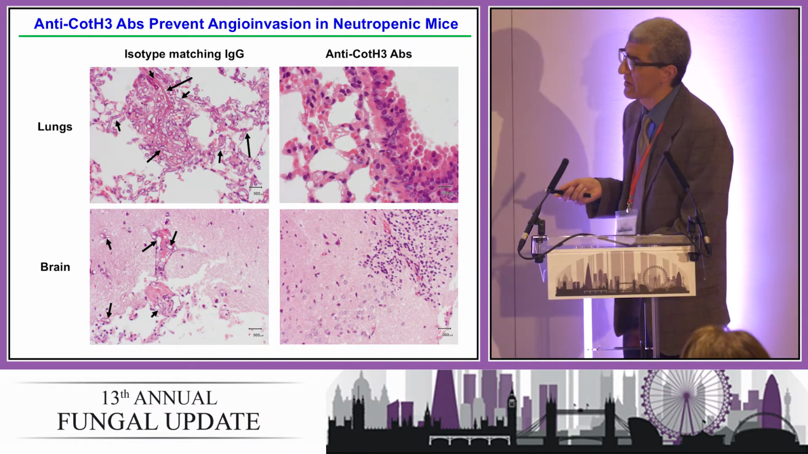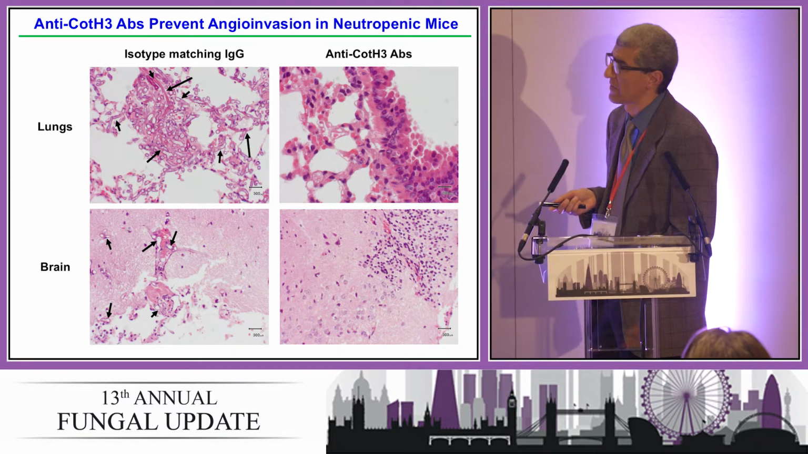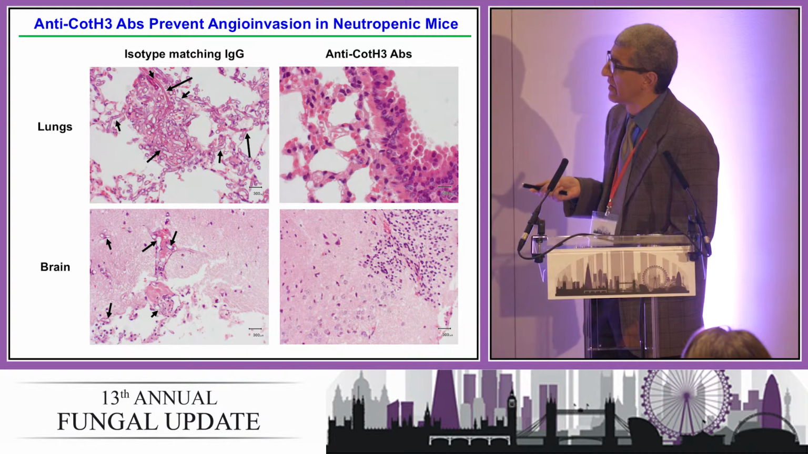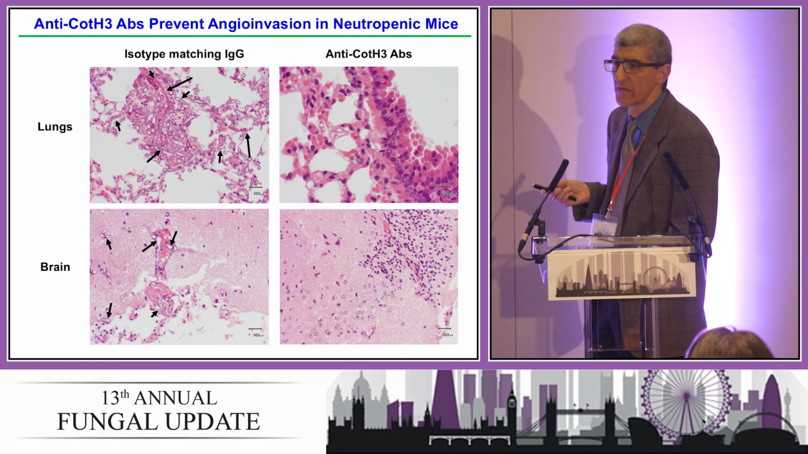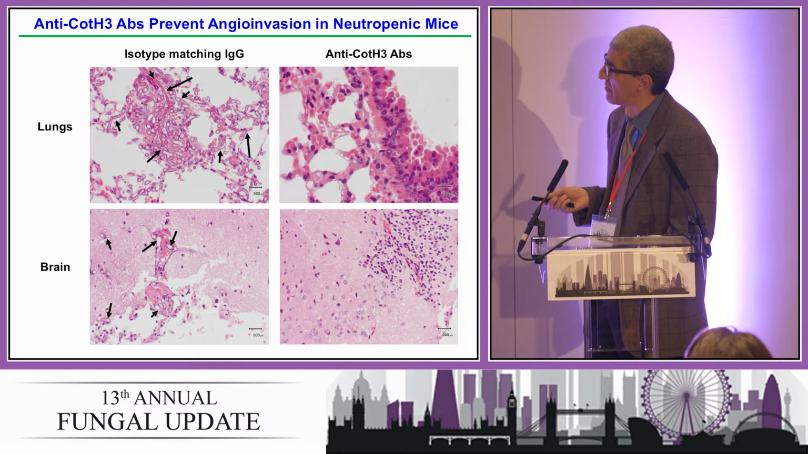So if you look at the histopathology from mice that have been infected with Rhizopus, and these are neutropenic mice, and treated with either the isotype matching control antibody versus the anti-COT-H antibody, you can see there is a lot of hyphae with a lot of tissue edema and destruction in the lungs, whereas you see less tissue edema. There is some inflammation, but not a whole lot.